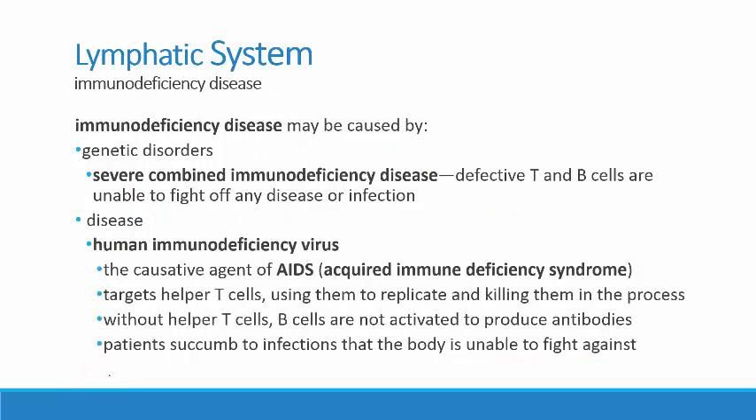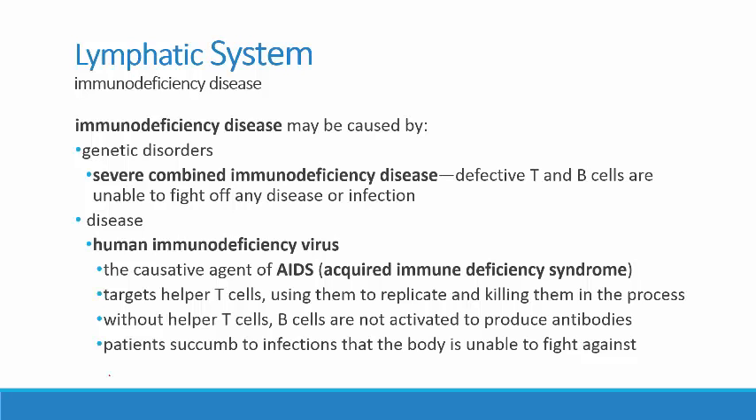Okay, so last, just talk about some of the immunodeficiency diseases. And with immunodeficiency diseases, the body either never has or it loses the ability to fight off specific infections. And one cause of immunodeficiency may be a genetic one, in which case it's named severe combined immunodeficiency disease. And with this severe combined immunodeficiency disease, from birth, the T and B cells may be defective and unable to do the job of fighting off any disease or infection.